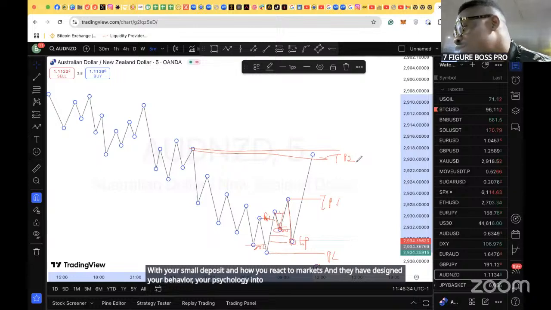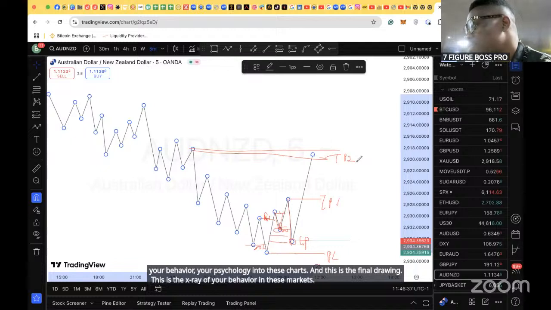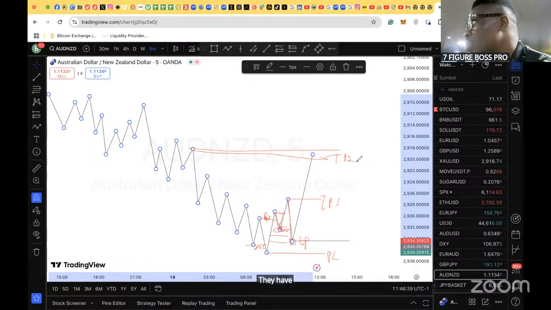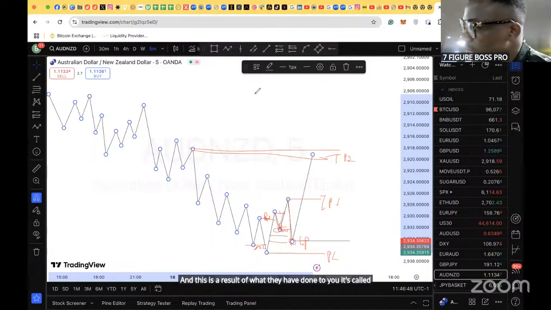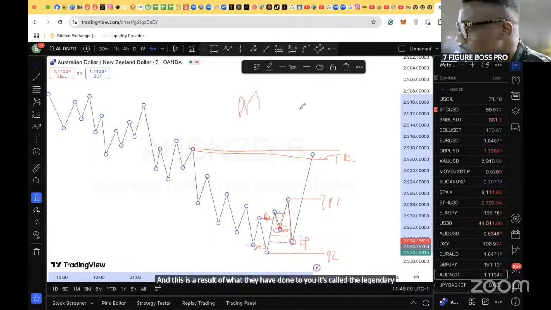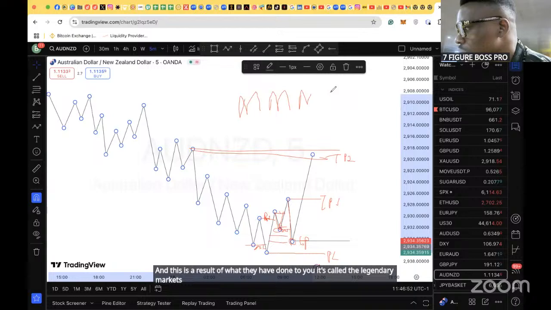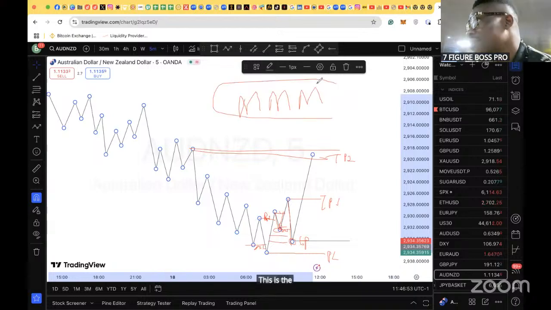And this is the final drawing. This is the X-ray of your behavior in this market. They have put everything you think into consideration, including your small deposits. And this is the result of what they have done to you. It's called the legendary market maker model. This is the MMM that has made you fail all the while you have been failing in this market. It's because of this psychology.